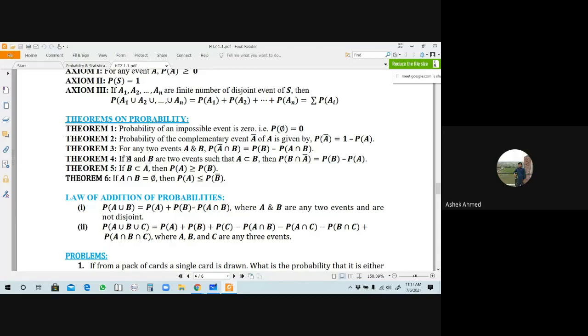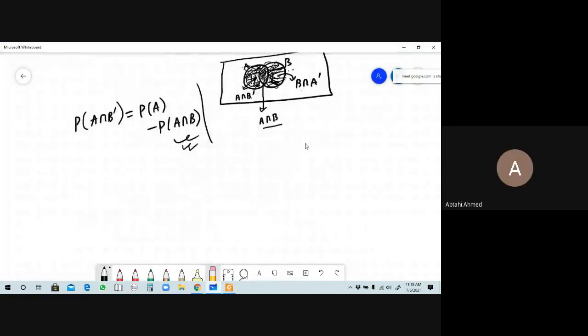In the next theorem, if A and B are two events such that A subset B, then probability of A subset B. What do you mean by A subset B? A subset B means, sir, all elements of A are contained in B. Is it right? Yes, sir. Okay.